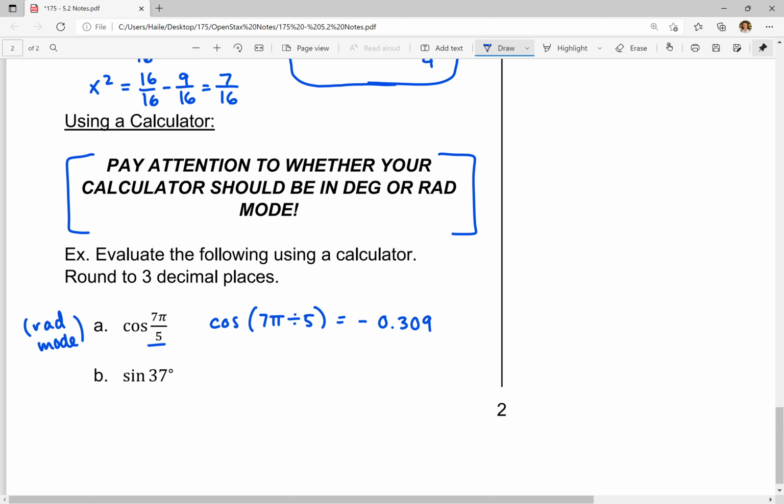Okay, so part B, we see that we have 37 degrees as our angle. So that tells us that we need to be in degree mode. So we would need to switch our calculator over to degree mode, and you would simply type in sine of 37, or maybe you have to type in 37 and then hit sine, depending on your calculator. If you do this, you should get 0.602. So again, practice that on your calculator. Make sure that you get the same answer. If you're having trouble, please see me in office hours or during class, and please ask questions. Okay, so this concludes our 5.2 lesson.